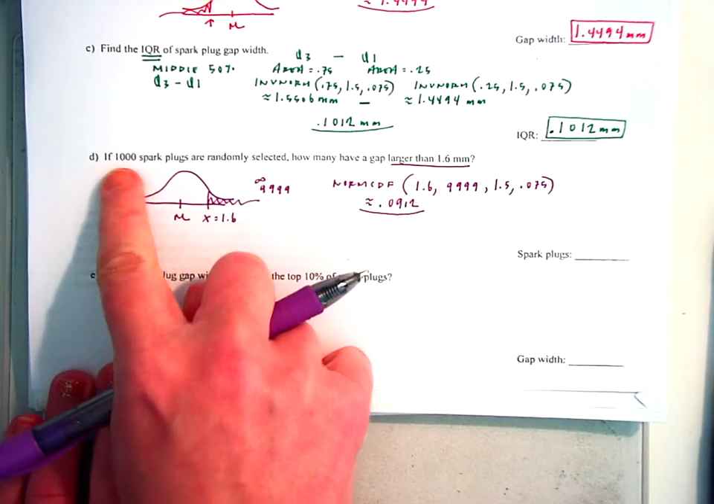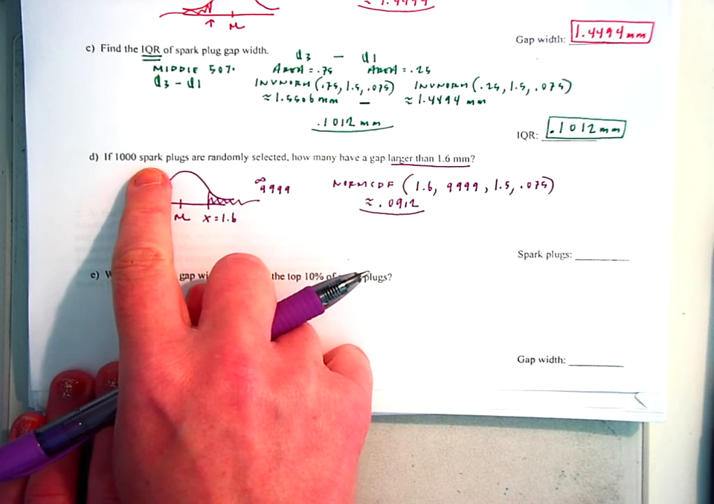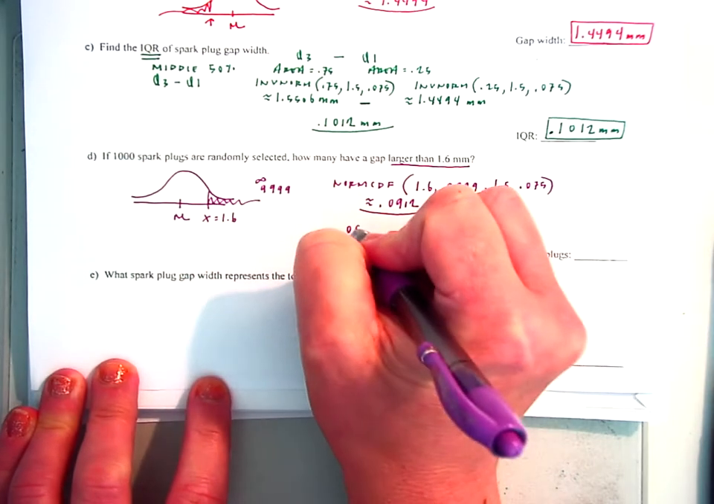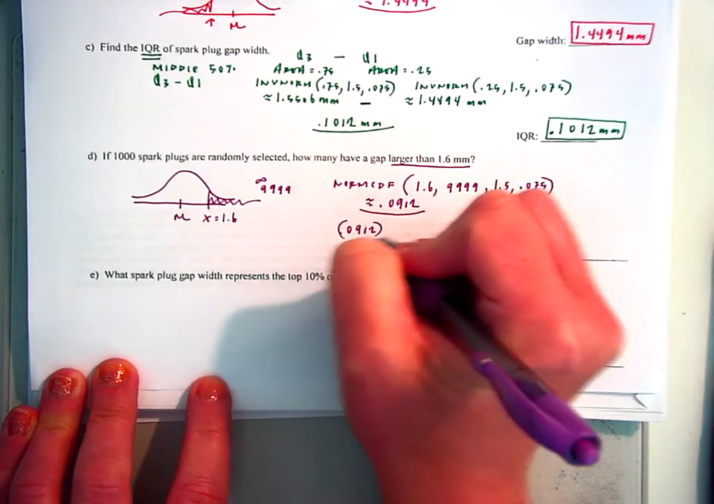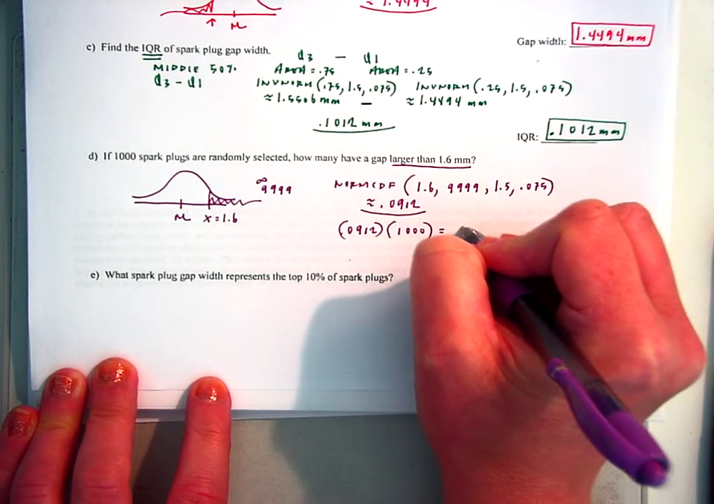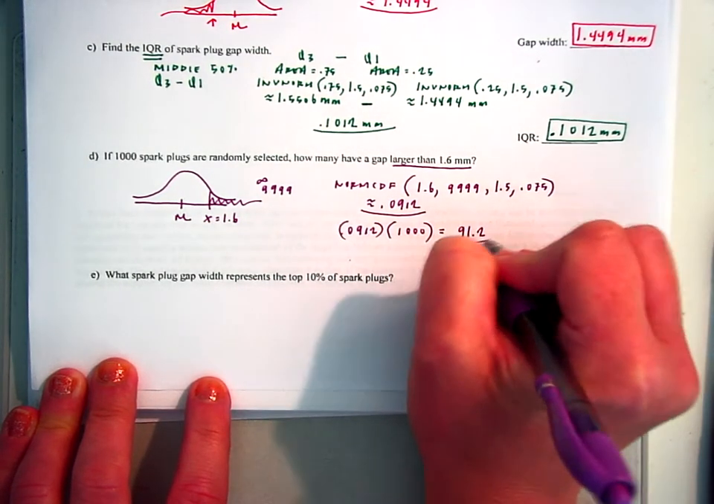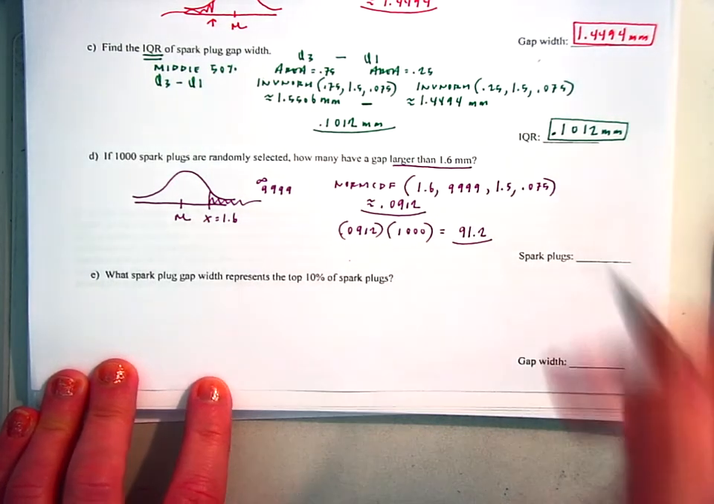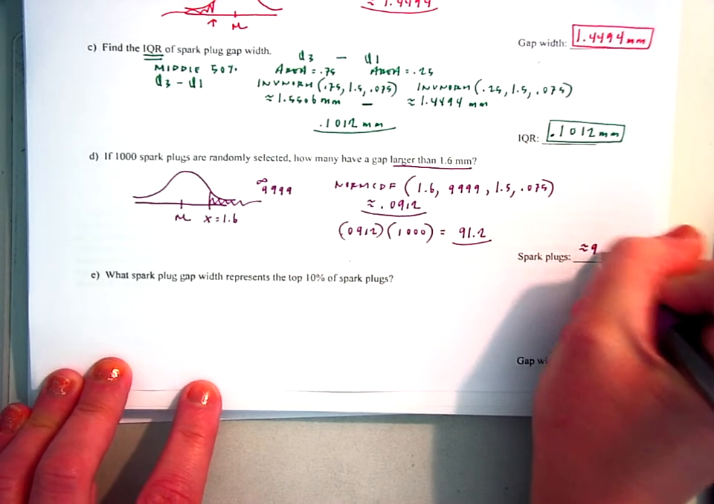So since we're looking at 1,000 spark plugs, we just have to now multiply those two figures. So 0.0912 multiplied by 1,000 will get me 91.2. Okay, can't have a portion of a spark plug, so we would just round to the nearest integer value. So we'd say, well, that's about 91.